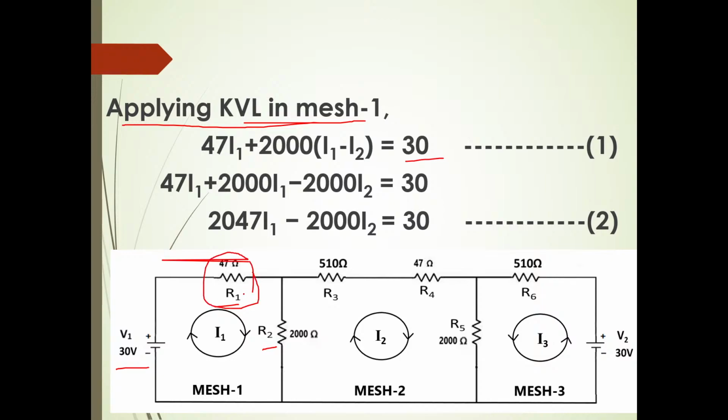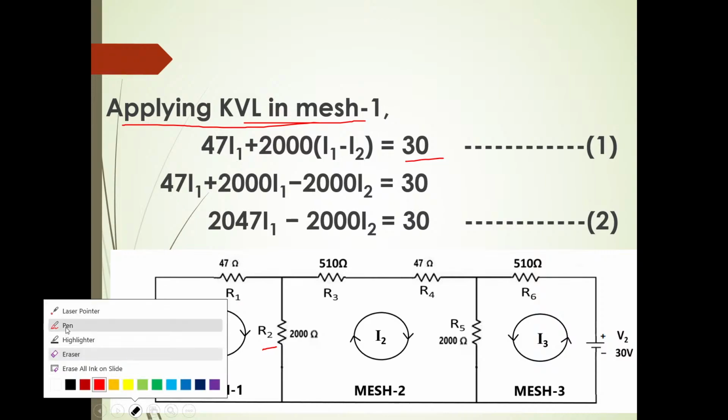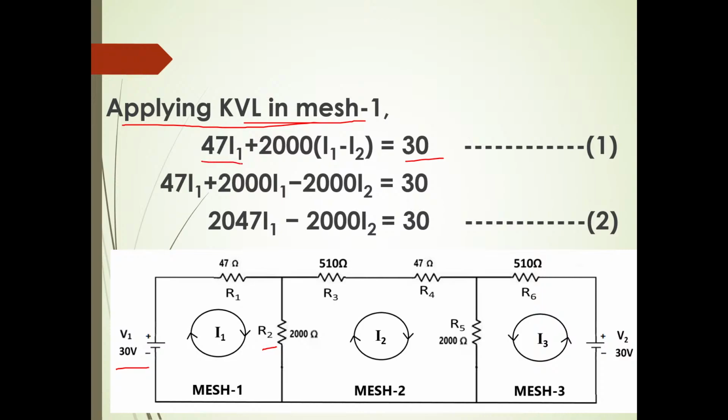Voltage drop across R1 is I1 into R1. What is the R1 value? 47 ohms. Therefore, the voltage drop across R1 is 47 into I1, plus another element in mesh 1, which is R2.